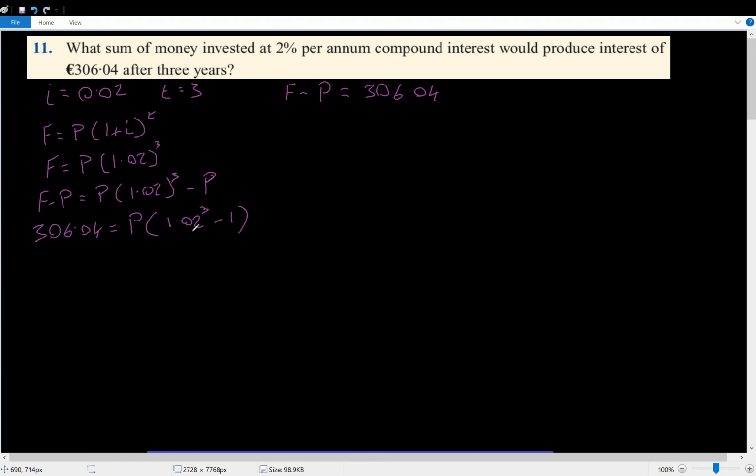Well, now we have an equation with only one variable, which means we can easily solve this out. So if we divide this over, we get 306.04 all over 1.02 cubed minus 1 is equal to P. And we can just stick that straight into our calculator, and the value we'll get out for that in the end is just going to be €5,000. And that is that.